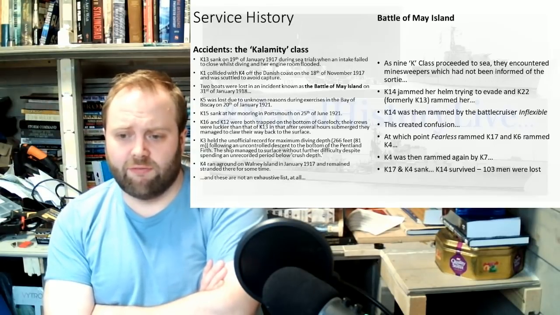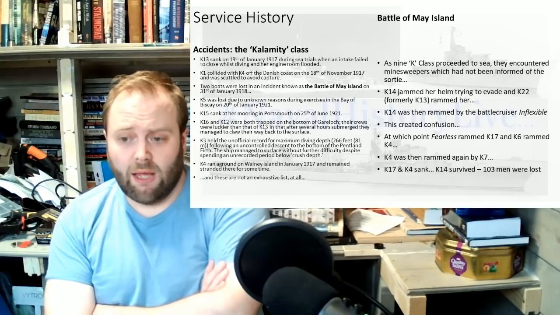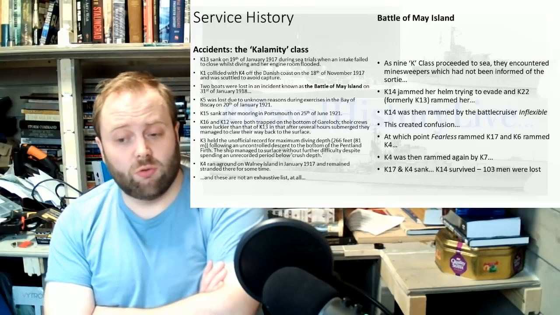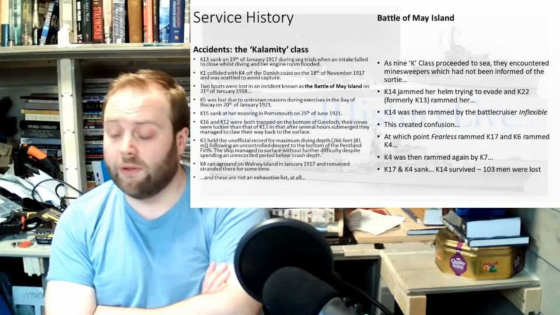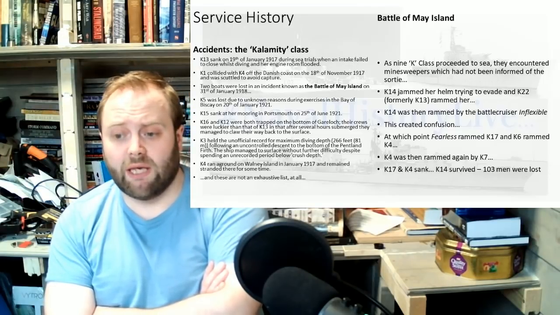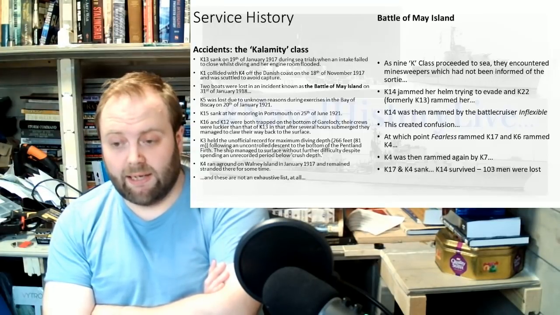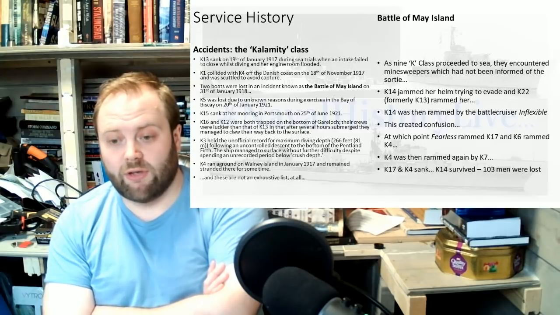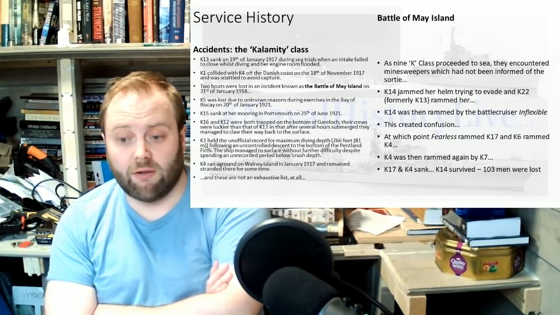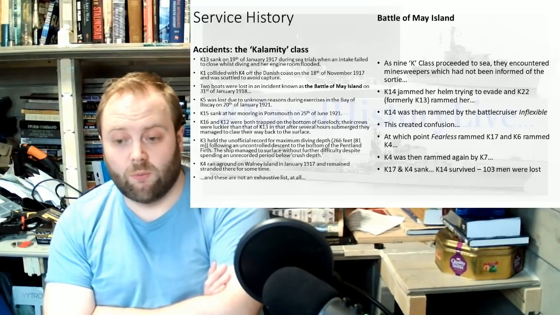K1 collided with K4 off the Danish coast the 18th of November 1917 and was scuttled to avoid capture, so that's how K1 disappeared. K13 became K22, because that would make it luckier. There's the Battle of May Island, which I'll talk about more in a second. K5 was lost due to unknown reasons during exercises in the Bay of Biscay on the 20th of January 1921. K15 sank at her mooring in Portsmouth on 20th of June 1921.